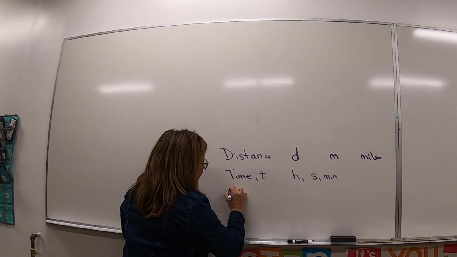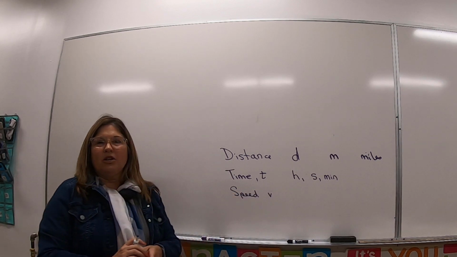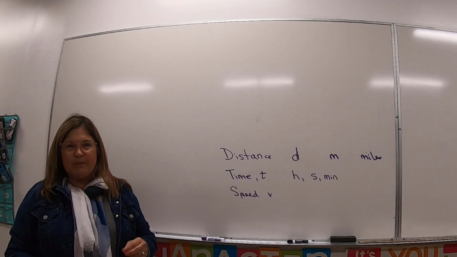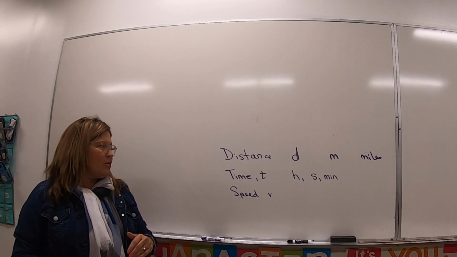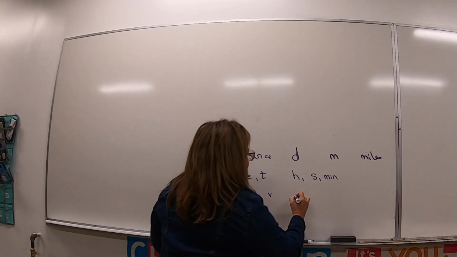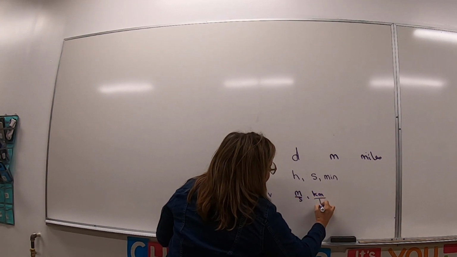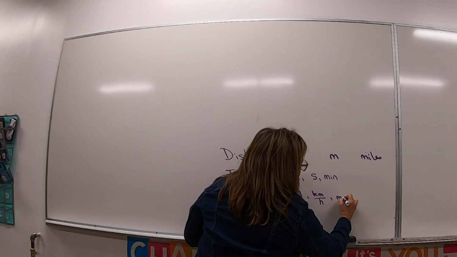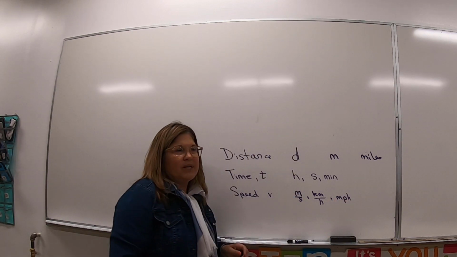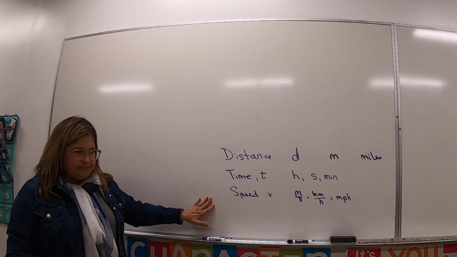Then we have speed, and we have a lowercase v for speed. It's not the s, it's a lowercase v. And we have acceptable units. One is meters per second, kilometers per hour, and then miles per hour. Those are all acceptable speed units.